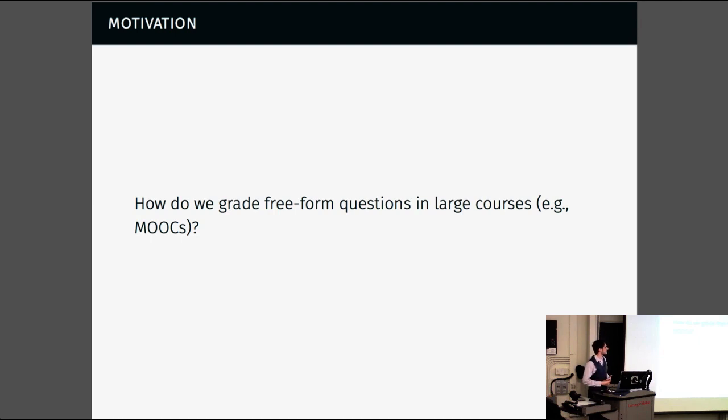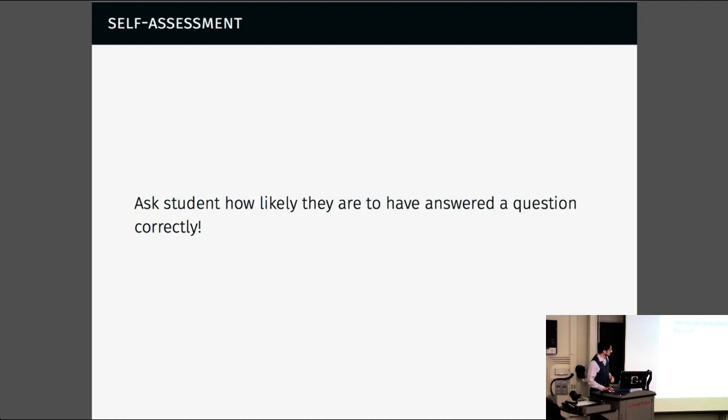But here we're going to investigate a different type of grading, which is self-grading. So you grade your own problem. What we're going to do is ask the student how likely they think they are to have answered the question correctly, right? One way to do it is to give a student a rubric and have them grade according to that. But let's say this is a more open-ended, free-form question, and we don't necessarily have a rubric for the question. So we just ask the student how likely they are to have answered the question correctly.